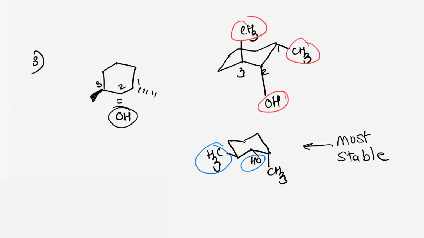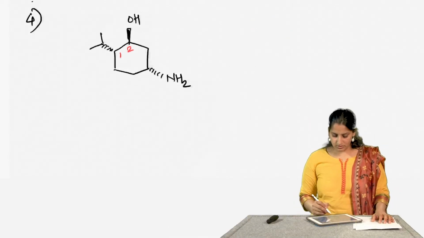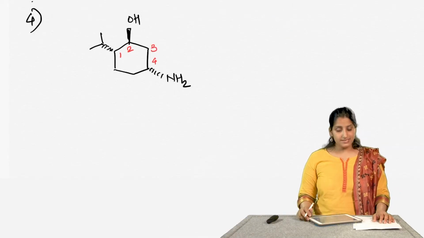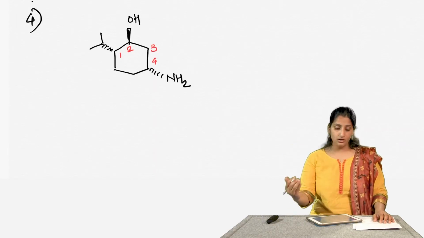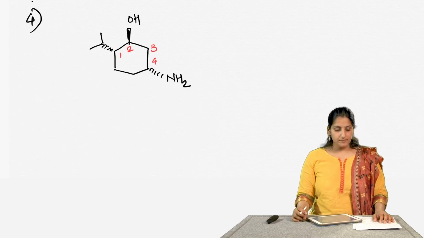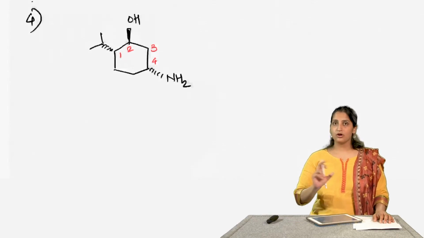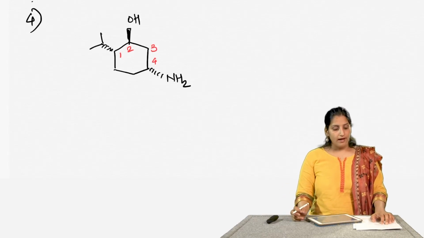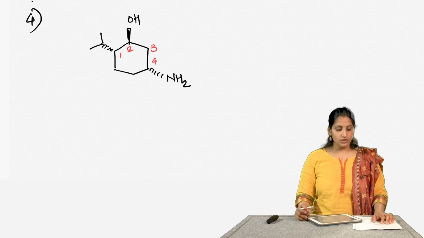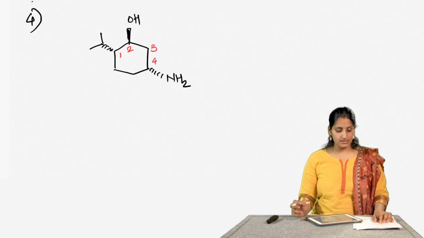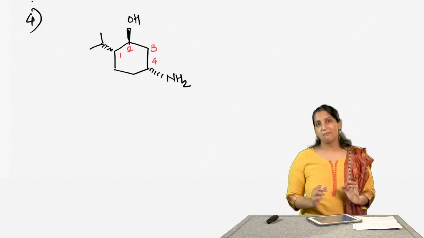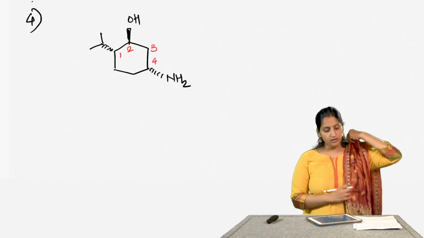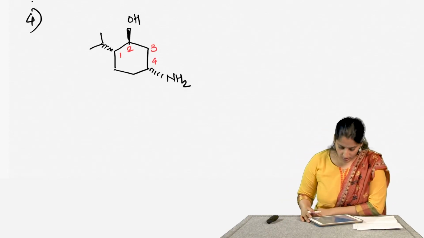Okay. So, for the next one, it is asking you to first convert this corresponding dash and wedge structure to the chair structure, and then it is asking you to draw the chair flip, and later it wants you to find out what is the K equilibrium for the flip, right. So, let us go step by step. Let us first draw the corresponding chair.